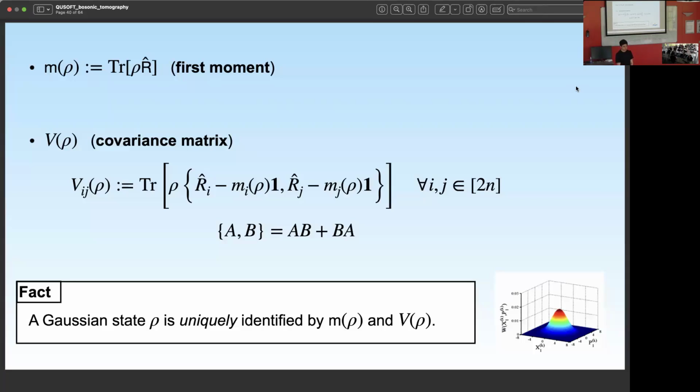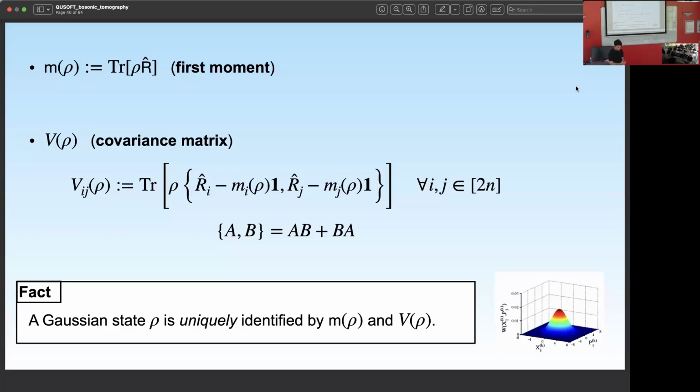Then, as in classical probability theory, we can define the covariance matrix. The quantum covariance matrix is defined like this. It is a generalization of the classical definition. In classical probability theory, Gaussian distributions are uniquely defined by their mean vector and covariance matrix. It's also like this in the quantum setting: Gaussian states are in one-to-one correspondence with their first moment and their covariance matrix. So basically, if you know the first moment and the covariance matrix of a Gaussian state, you know the Gaussian state.